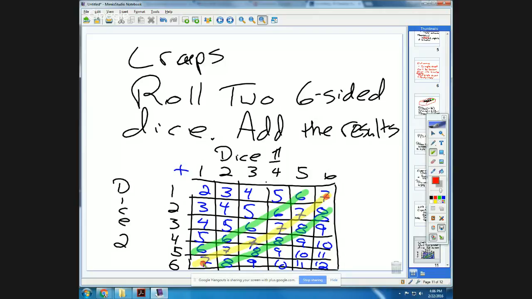How many different sums are there? As far as sums, those are the diagonals going from bottom left to upper right. So there's 2 through 12, which is 11 possible sums. So there's 11 different sums we can have, but each of those sums can happen different ways, except for 2 and 12. 36 simple events, 11 sums. Well, 11 can come up in 2 different ways. You could have either gotten a 6 and then a 5, or a 5 and then a 6.